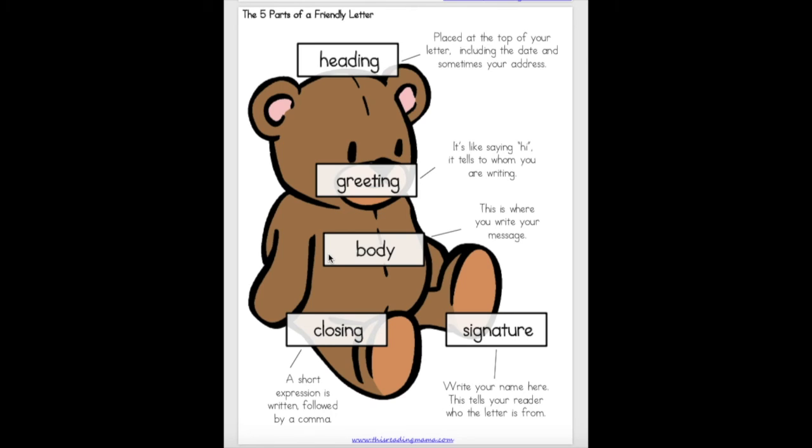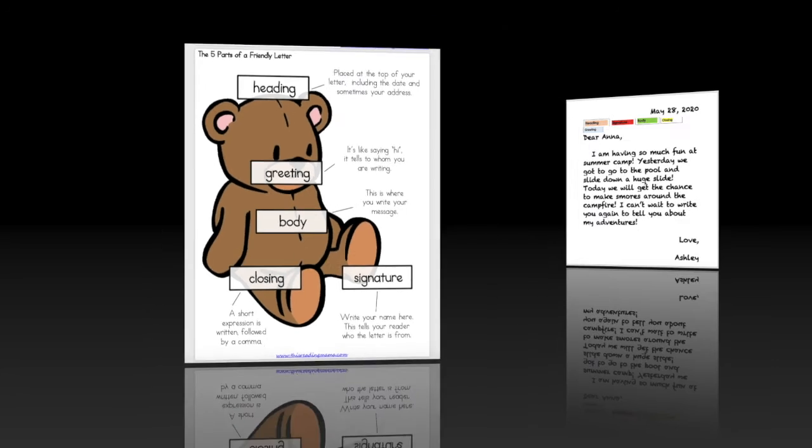All right, kids, there's 2 more parts. After we write your body, which is your message, you go on to the closing. The closing is like saying goodbye, basically. Just like at the heading we said hello, at the greeting we said hello. The closing is like saying goodbye. You're closing off and finishing up your letter. And finally, you add your signature. That's where you write your name and it tells your reader who your letter is from. So these are the 5 parts, again, of a friendly letter.